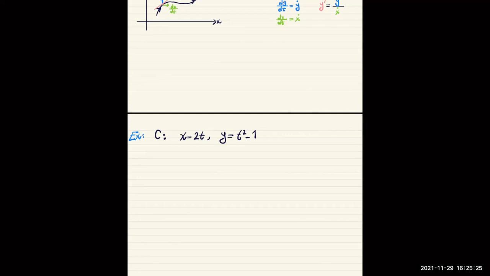The book doesn't do anything, Nicholas. The book just uses dx/dt and dy/dt. They don't use a short notation.